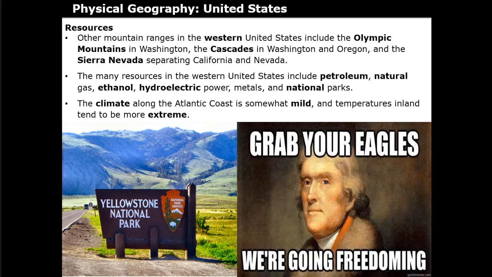We talked a little bit about the climate. The climate along the Atlantic coast is somewhat mild. And remember, just because you're close to water, the water takes in and releases heat, and so it keeps the winters a little bit more mild, and keeps the summers a little bit cooler. Whereas the temperatures inland tend to be more extreme. You don't have that water around you, taking in extra heat and releasing it as needed.